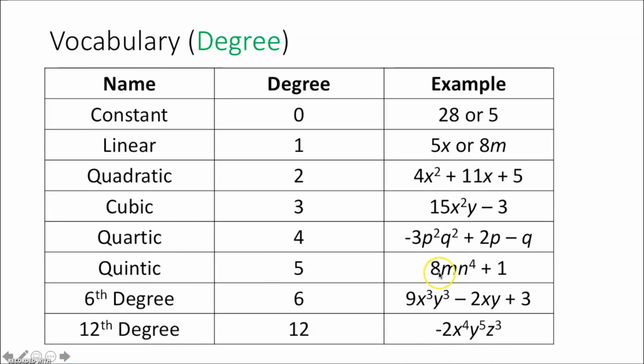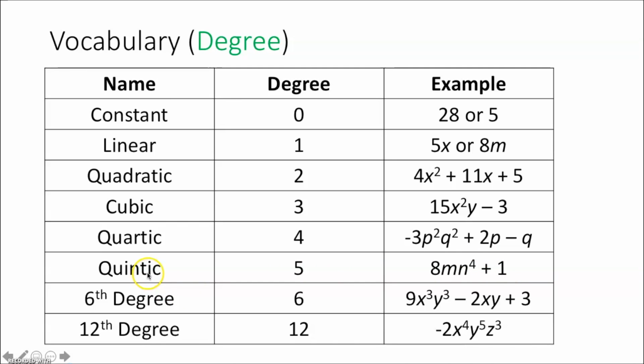Quintic polynomial is where you have your term with the highest degree being a degree of 5. So in this case, we have m to the first, n to the fourth. The 1 plus the 4 gives you a degree of 5. This is a constant, so that doesn't affect it at all.